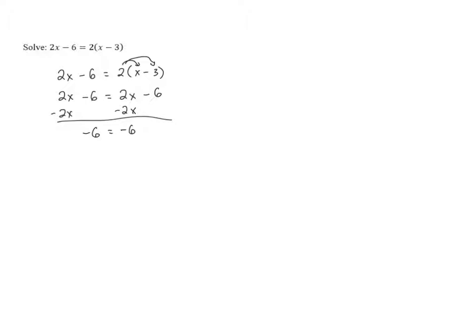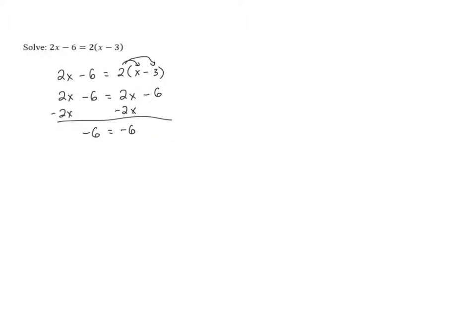So after we subtract 2x from both sides, we're left with negative 6 equals negative 6. Now, we know that it's true that negative 6 equals negative 6. On Saturday, on Monday, in New York, negative 6 equals negative 6. This equation is always true. Doesn't matter what day of the week it is, doesn't matter where we are, and it actually doesn't matter what x is. This is always true.